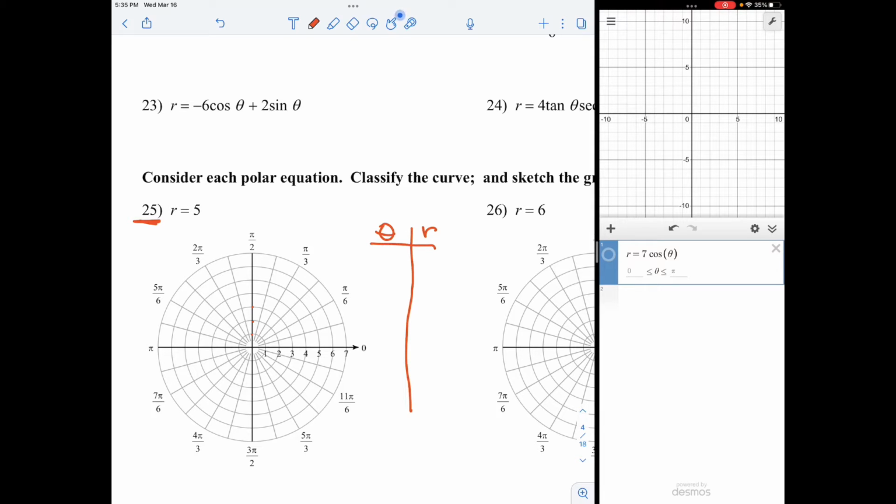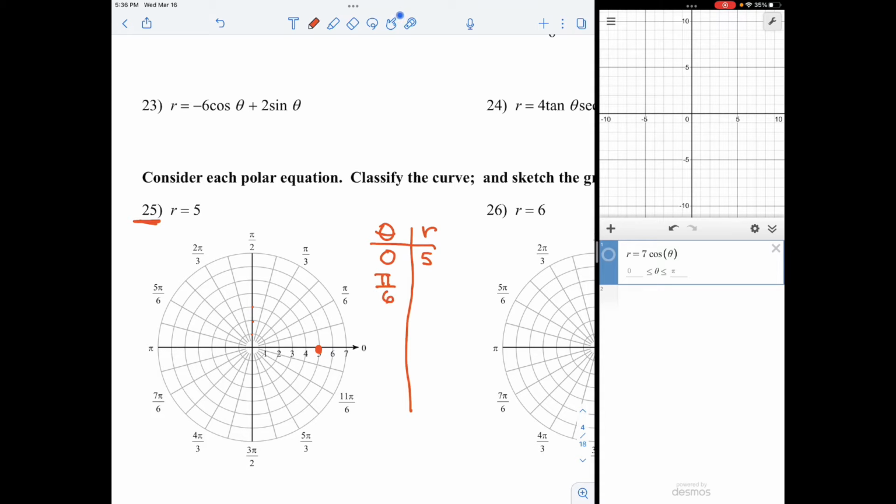Theta is our independent variable, so we're going to choose values of theta and see how it affects r. Since we have this handy dandy unit circle, let's just use the angles that they gave us. We're going to start with theta equals 0. When theta is equal to 0, what would r equals 5 equal to? Since there's no sine or cosine, that would remain 5. So theta is 0 and r is 5. That would be on that point.